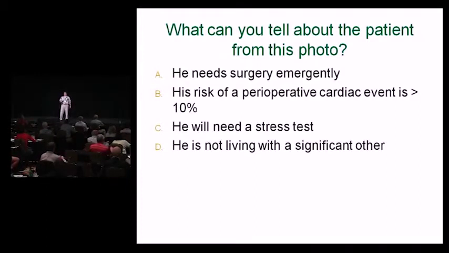So what can you tell about the patient from that photo? 1, he needs surgery emergently. 2, his risk of a perioperative cardiac event is greater than 10%. 3, he will need a stress test before we get this surgery done. Or 4, he is not living with a significant other. So we have 4 choices if we could open up the poll. See how this works. Vote A, B, C, or D.